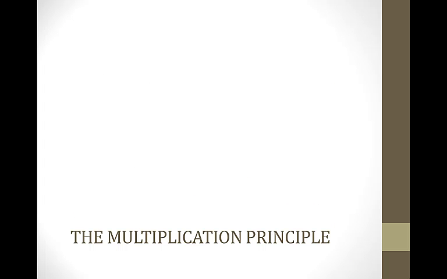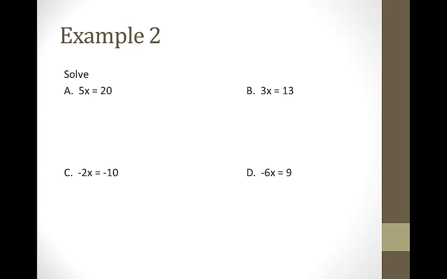Okay, so now let's look at a few quick problems on the multiplication principle. So again, we ask ourselves the same question. Solve 5x equals 20. How is that 5 connected to the x? It's connected to the x through multiplication, so we do the opposite. We divide. Now another way to think of this is multiplying by the reciprocal, right? So there are two ways to do this, and we'll do them both ways.